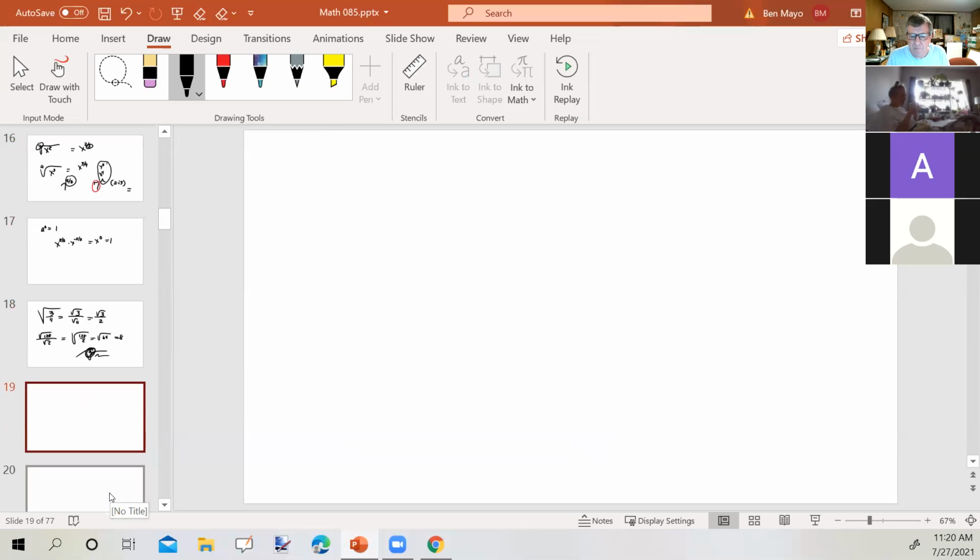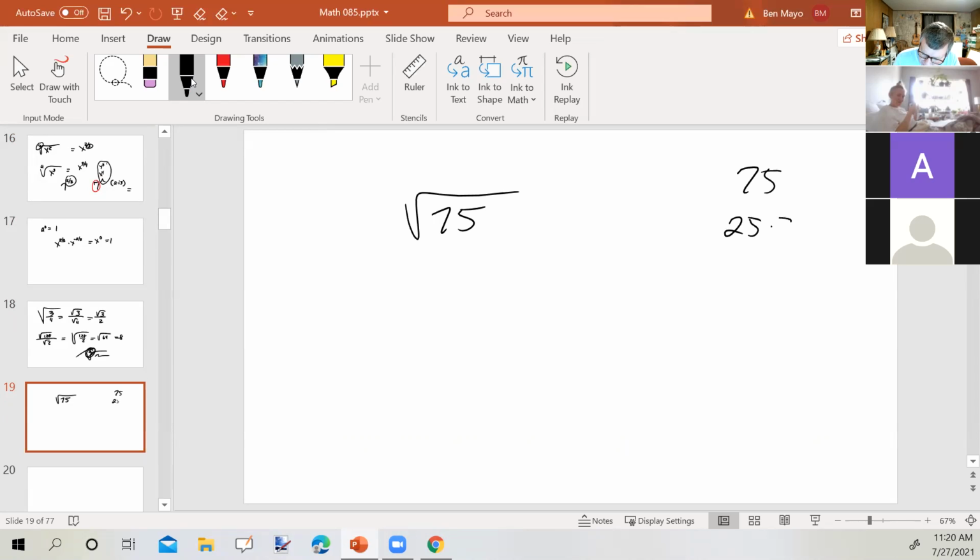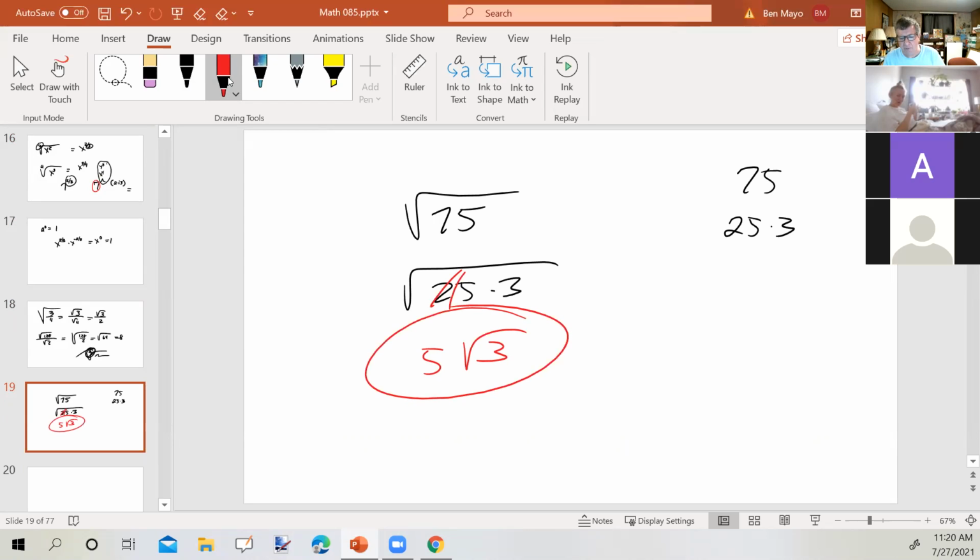Simplifying a radical. You're going to take everything that you can from the inside and kick it outside. So if I've got the square root of 75, 75 is a square times 3. So I could write it this way, but then the square root of 25 is a 5 outside, and the square root of 3 stays inside.